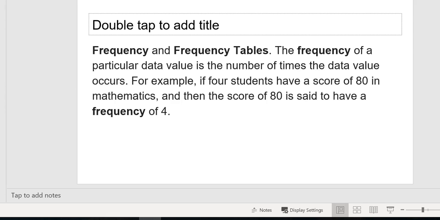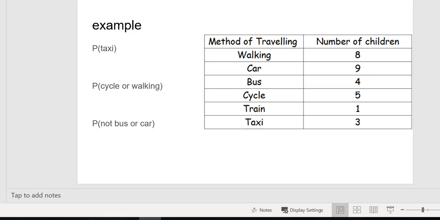Alright, we're going to talk about frequency tables. Hopefully you've seen them before. The numbers just mean the amount of times that it happens. Okay, so the number of children, probability. First we've got to figure out the total number. 8 plus 9 plus 4 plus 5 plus 1 plus 3, so it's 30.